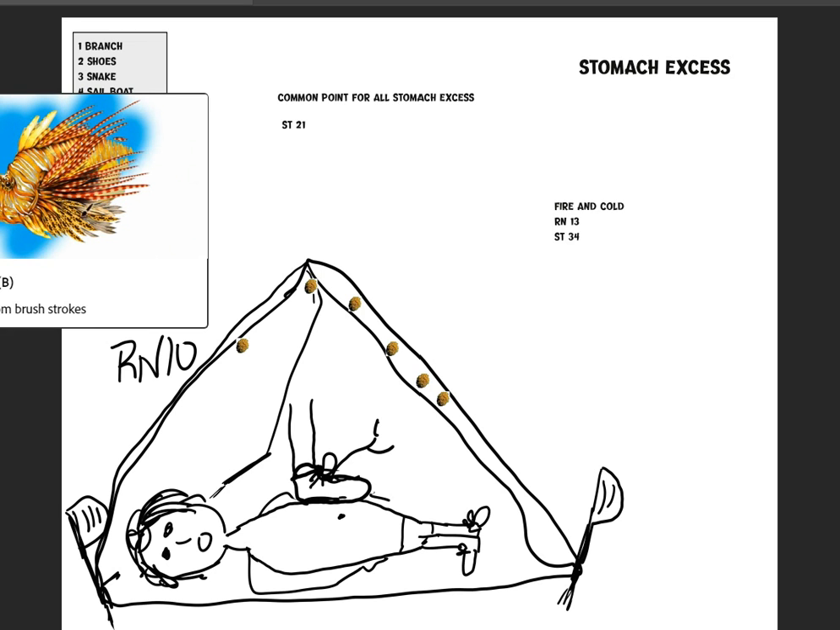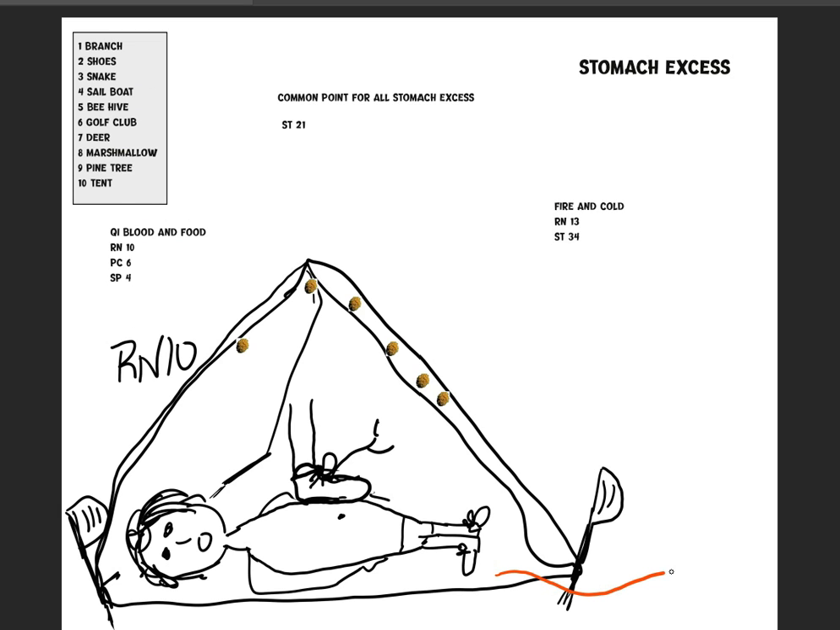So how about a snake? And I'll do it in red because it's like fire. So we'll have a snake running from the tent, maybe because of all the spores. So a snake running from the tent. And that's fire, so it's in red. So a snake running from the tent would be 13, Ren 13.